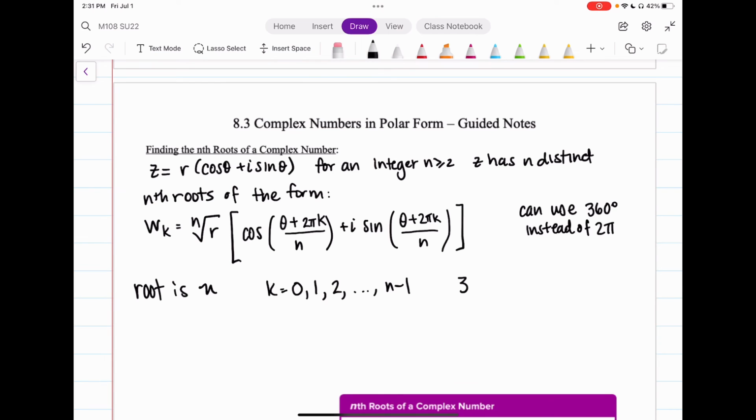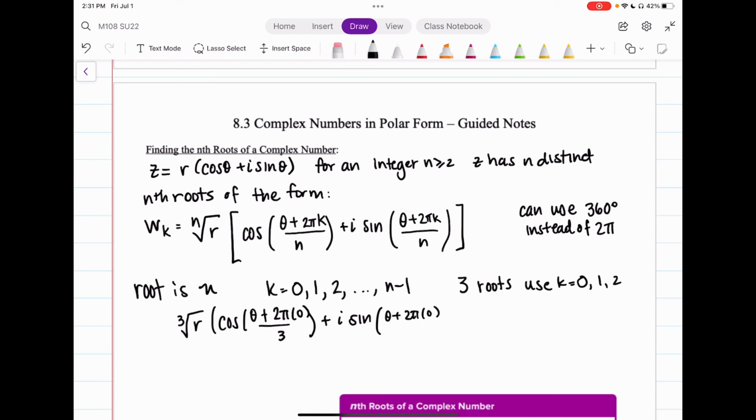So if we have 3 roots, we're going to use k equals 0, 1, and 2 to find the 3 different values. So you would use the equation where you would have the cube root of r times the cosine of theta plus 2 pi times 0 over 3 plus i sine theta plus 2 pi times 0 over 3. That's going to be with k equals 0. You need to do it again for 1 and for 2 to find the cube root of this value.